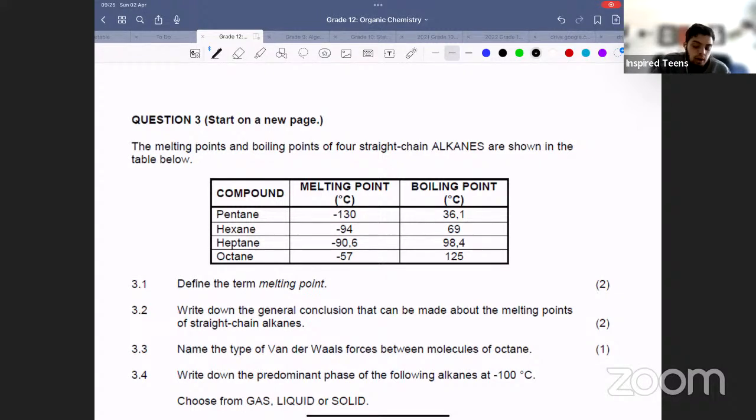Let's look at 3.2. Write down the general conclusion that can be made about the melting points of straight chain alkanes. I want you guys to give this a go. Tell me what you think for 3.2. What would we say a general conclusion is that could be made about the melting points of straight chain alkanes? These are all straight chain. They are comparing. Answer the question and I'll go back to the next one.